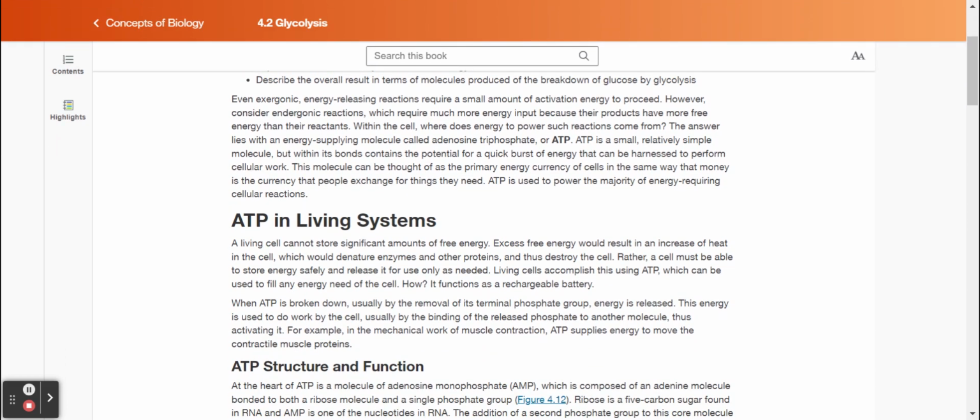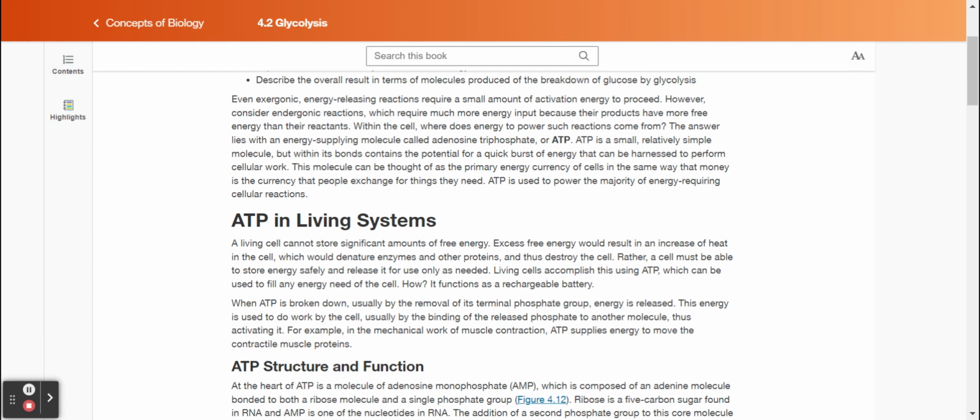Even exergonic, energy-releasing reactions require a small amount of activation energy to proceed. However, consider endergonic reactions, which require much more energy input because their products have more free energy than their reactants. Within the cell, where does energy to power such reactions come from? The answer lies with an energy-supplying molecule called adenosine triphosphate, or ATP.